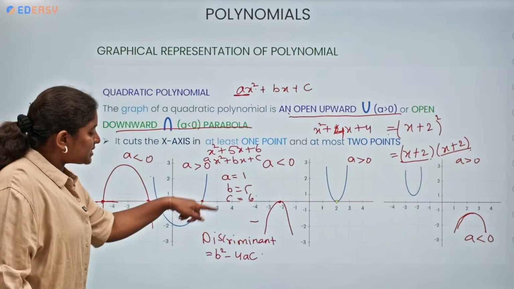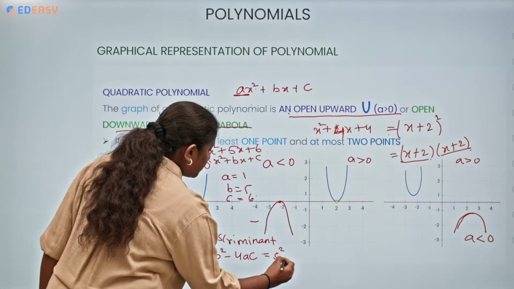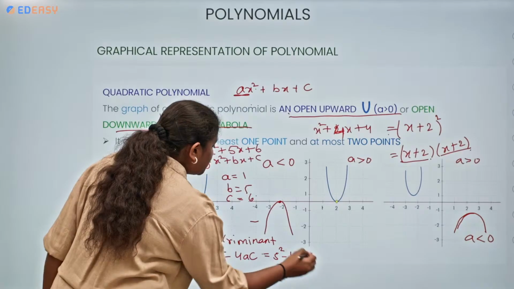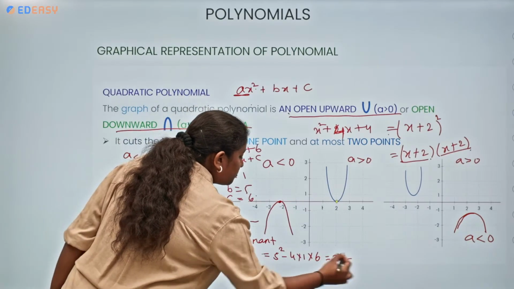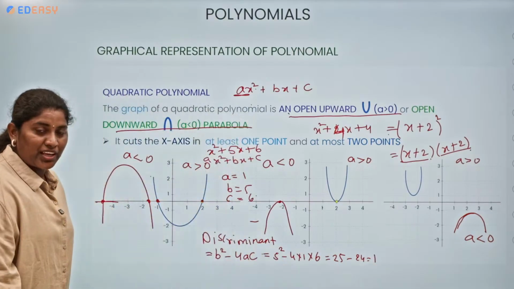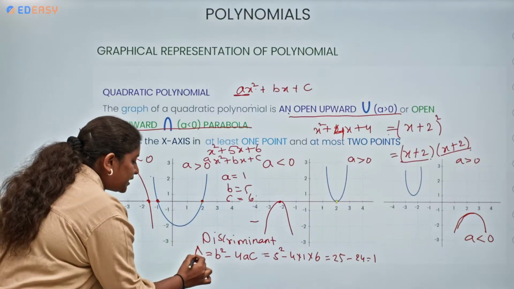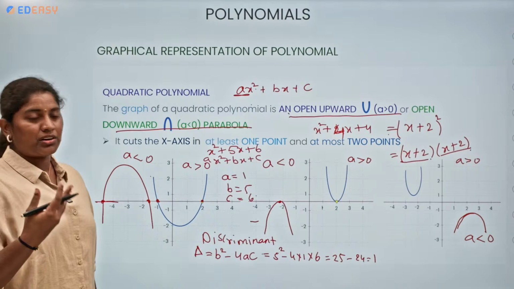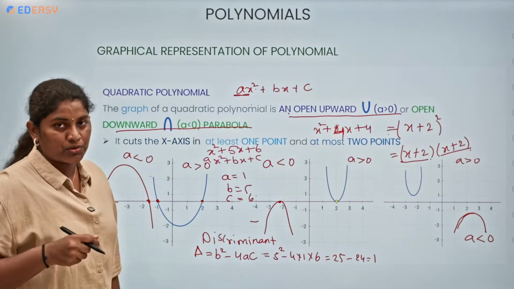Now place those values in the discriminant. So what will you get? b square, 5 square, minus 4 into 1 into c, which is 6. So 5 square is 25 minus 24, which is 1. The discriminant is represented by det or D. You can take the small symbol, or you can take capital D also.